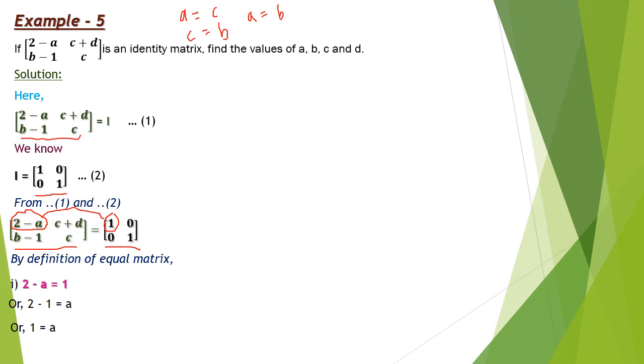Now we have other corresponding elements also. Now 2, B minus 1, we are choosing B minus 1 because here in C plus D, if we choose this C plus D, then both are unknown. So let's move to B minus 1 is equal to 0. Now we can easily find the value of B, that is 1.